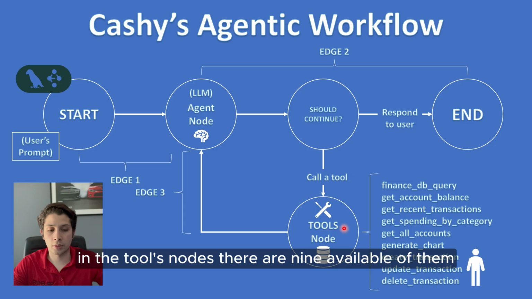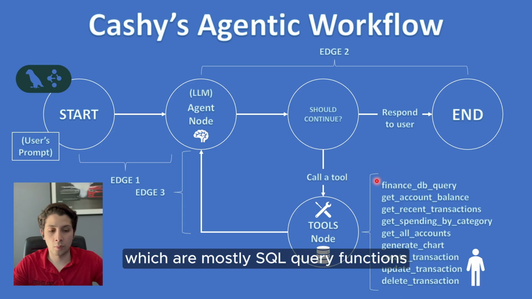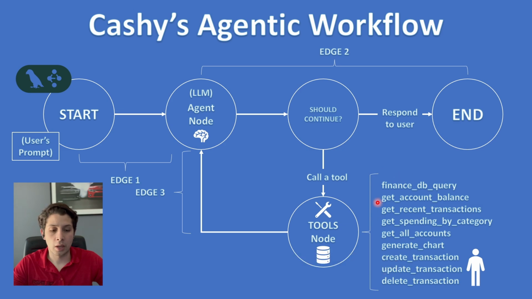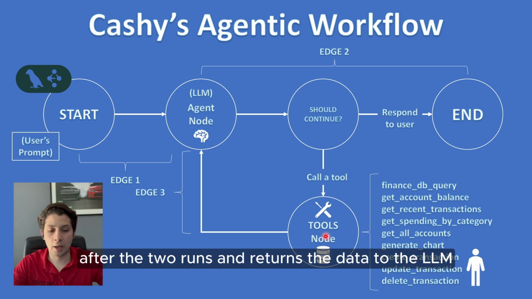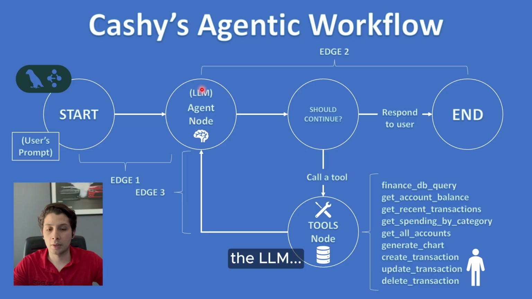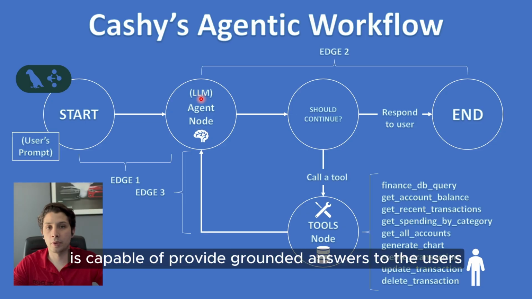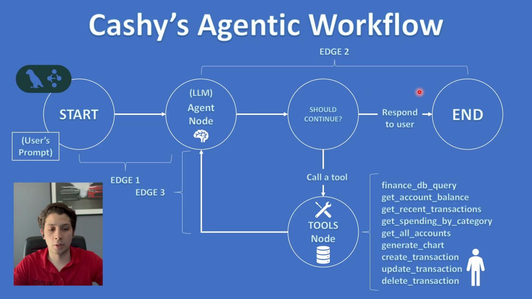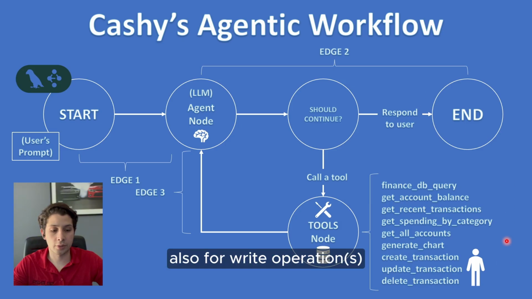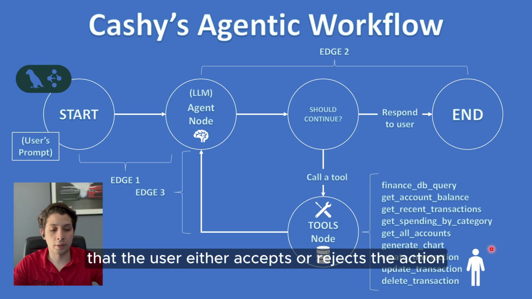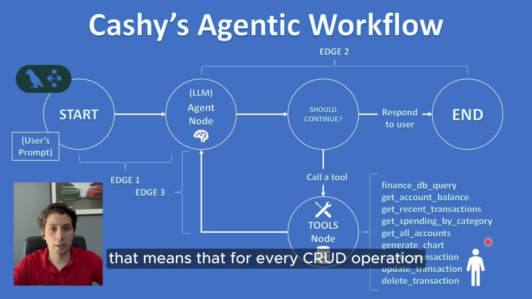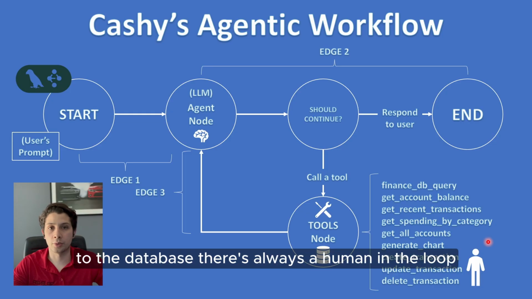In the tools node, there are 9 available, which are mostly SQL query functions. After the tool runs and returns the data, the LLM is capable of providing grounded answers to the users. Also, for write operations, it is required that the user either accepts or rejects the action. That means that for every CRUD operation to the database, there's always a human in the loop.